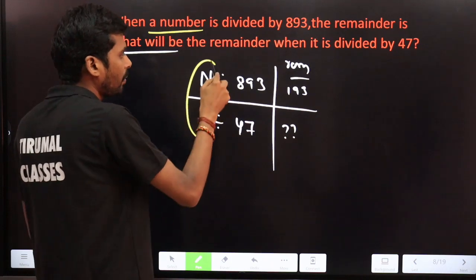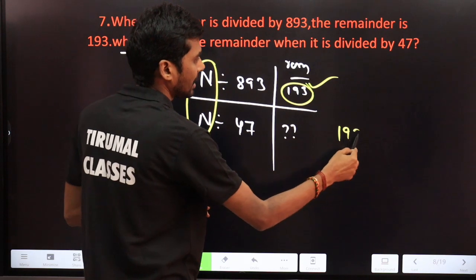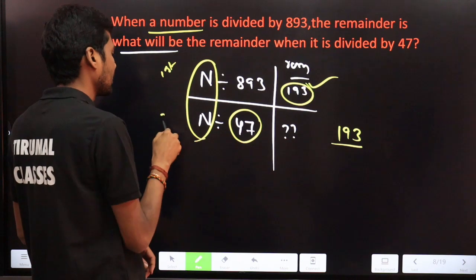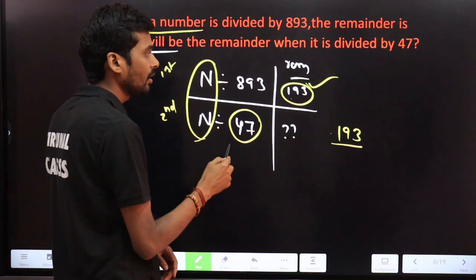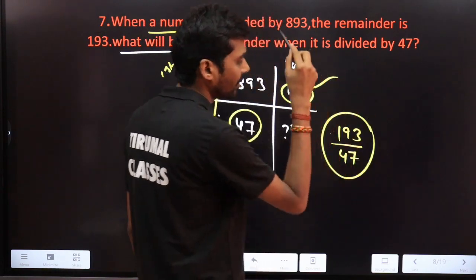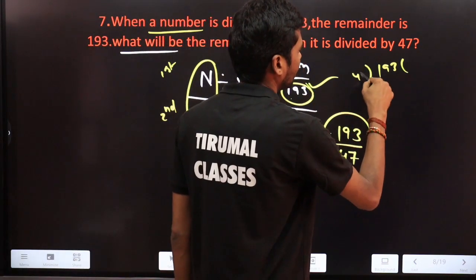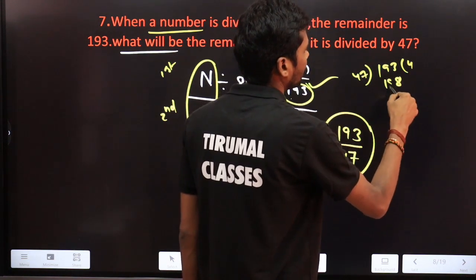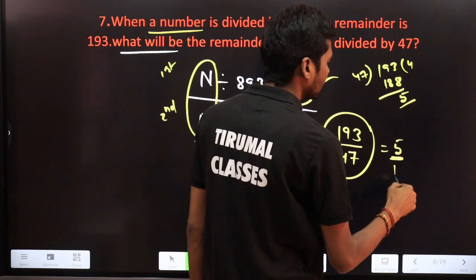So if the dividend part is same, without second thought, we can take the remainder from the first statement, that is 193, divided by the divisor from the second statement. This is the first statement and this is the second statement. So the remainder of 193 by 47 is your final answer. 193 divided by 47: 4 7s are 28, 4 4s are 16, plus 2 is 188. So 5 is the remainder. So 5 is the final answer.